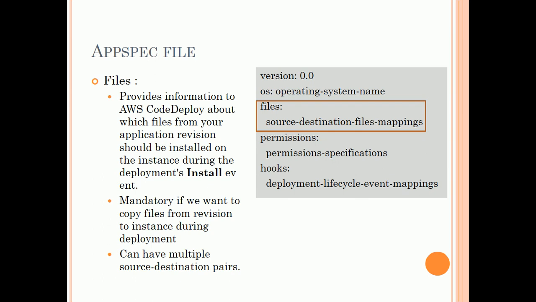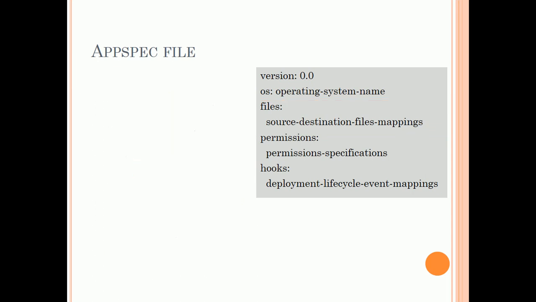It is the mandatory section if we want to copy the files from the revision to our EC2 instance during the deployment process, and it can have multiple source and destination pairs. We can ignore it if we don't want to copy files during the deployment.